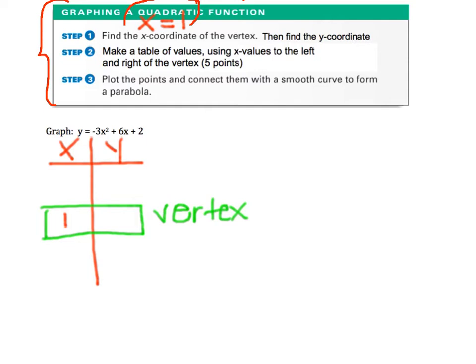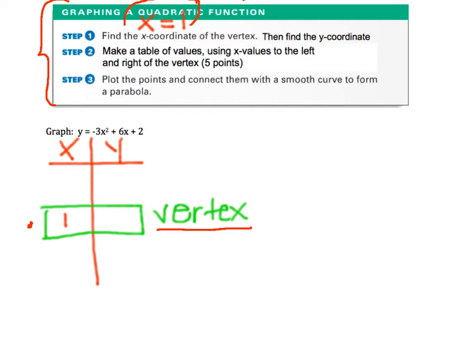So hopefully you can see in my xy table here, I put in my x-coordinate for my vertex, and I'd like to point out that I put it right in the middle of the table. That's exactly what you need to do. I labeled it. You don't need to label yours, but it's probably not a bad idea to label the first couple, so you remember to put the vertex in the middle. Okay, then we need to find our y-coordinate and make a table of values. So I kind of made the table of values there along with my first step.